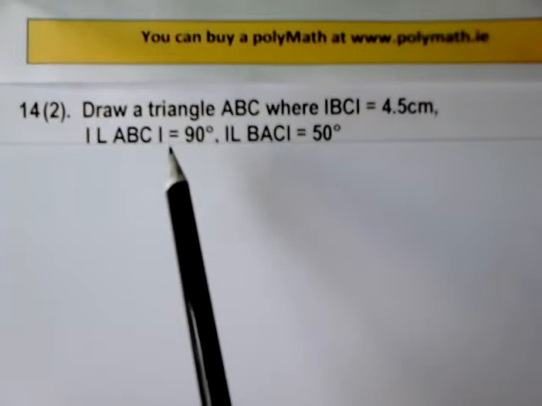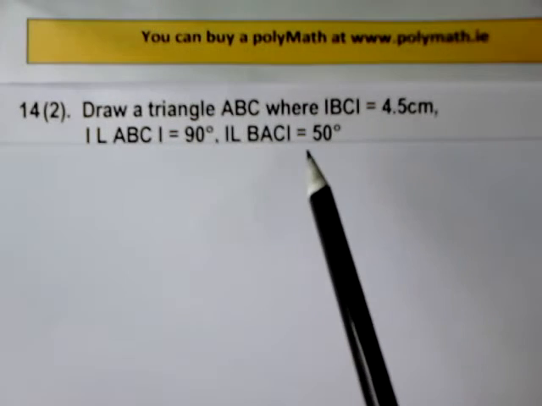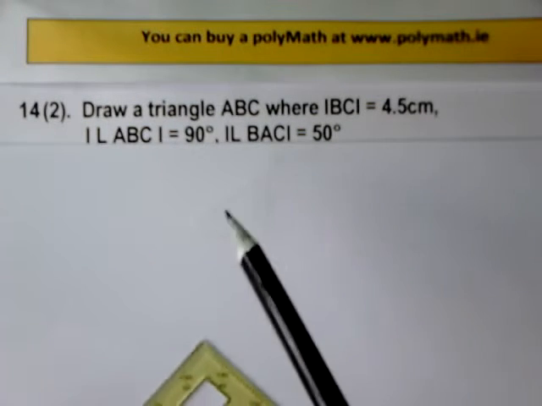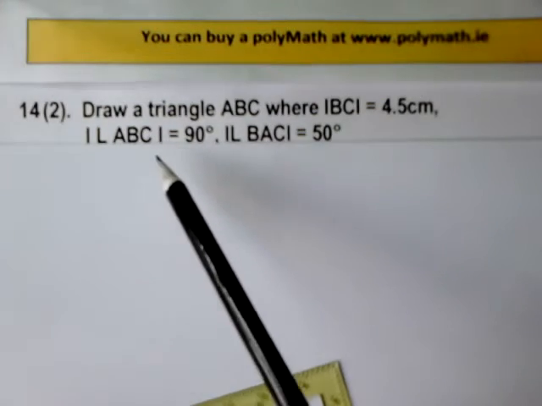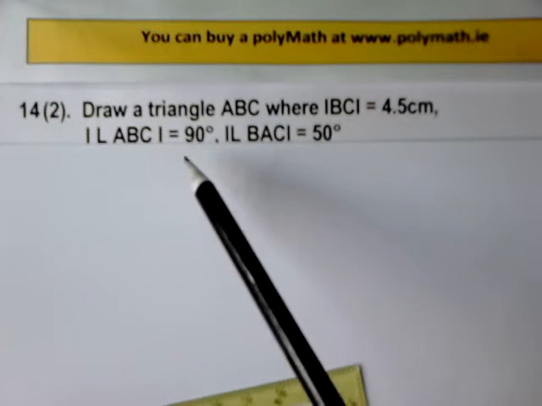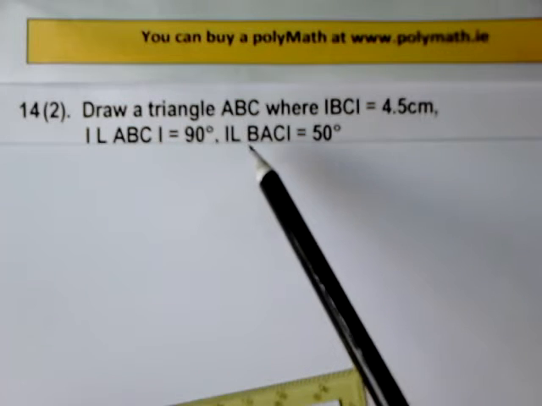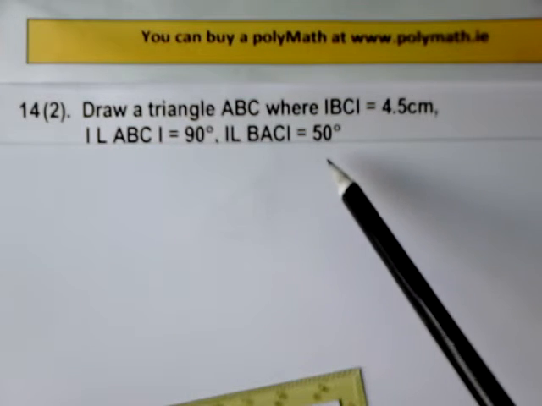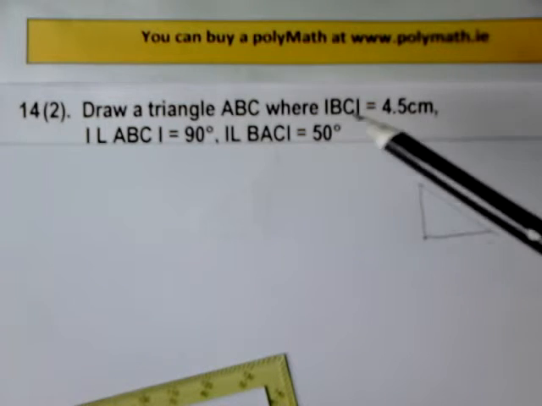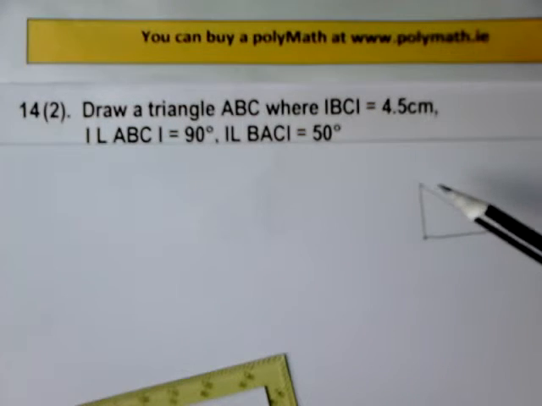I'm asked to draw a triangle ABC where the length of BC is 4.5 centimeters. The measure of the angle ABC is 90 degrees, so it's a right-angled triangle, and the measure of the angle BAC is 50 degrees. So first, I'll draw a freehand diagram, and I'll put in the information that is given.